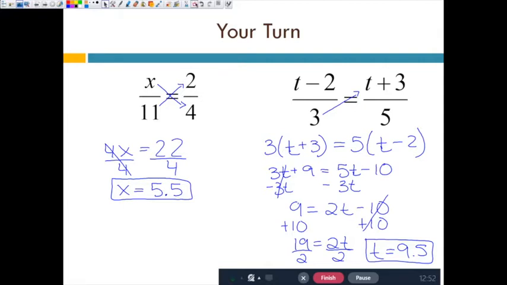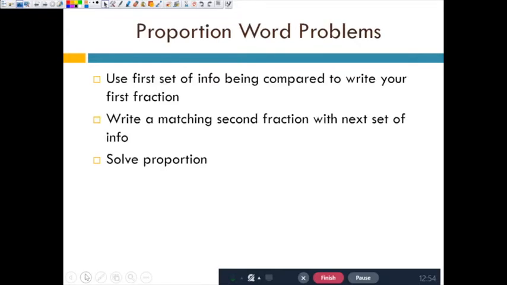Alright, so let's try word problems. So with a word problem, you use the first set of information being compared to write your first fraction. Okay, then it's going to equal the second set of information that you're giving. The key thing here is that it has to match. So if our length is on top, on the other side the length has to be on top.